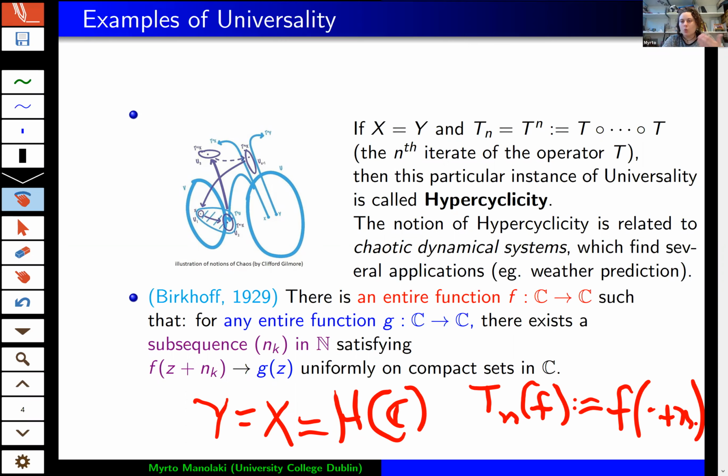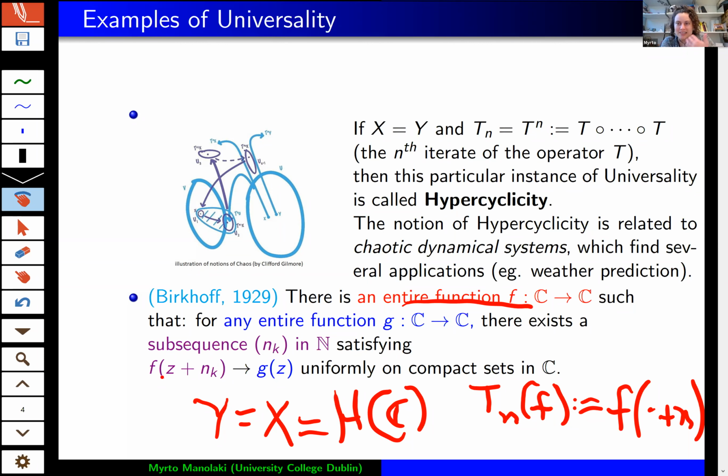In this formulation, Birkhoff, of course, didn't speak the language of universality. He had a result that says that I can find an entire function f, independent of anything, which has this magical property: for any other entire function, I can find a subsequence of natural numbers, nk, with the property that f(z + nk) approximates my other function. This is uniform approximation on compact sets in C.